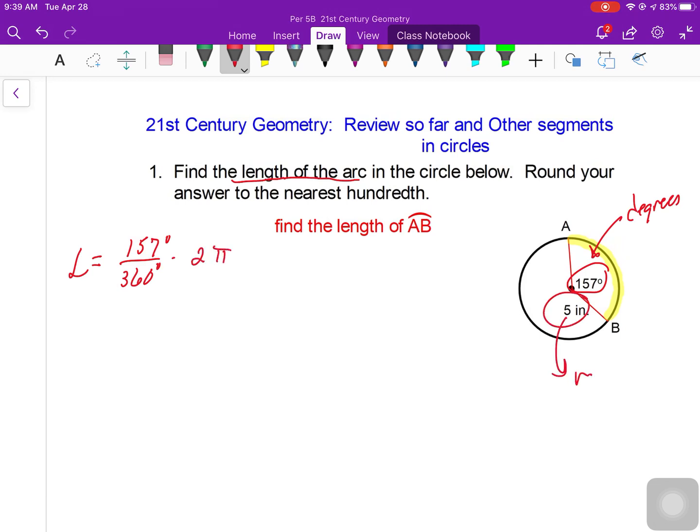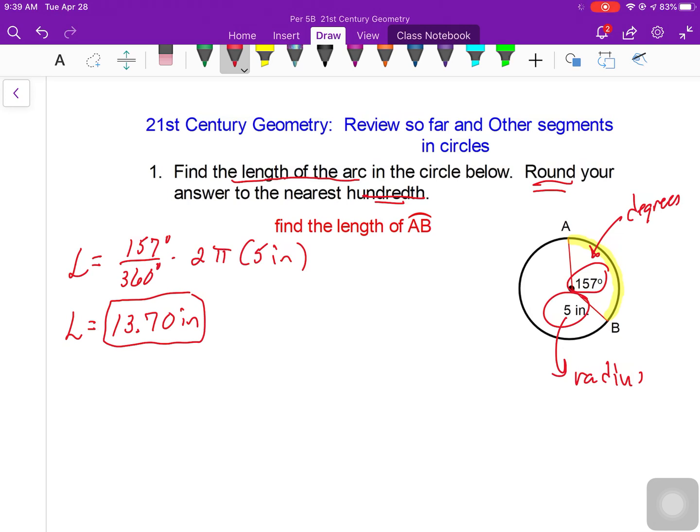And then times 2 times pi times the radius. And they gave us the radius on this one, 5 inches. Now in this particular problem, it tells us to round our answer to the nearest hundredth. So we'll be putting all of this into our calculator, including the pi, and then rounding to 2 decimal places, and we get 13.70 inches. And that was an arc length problem.